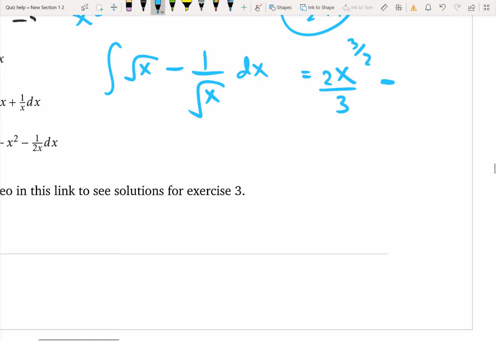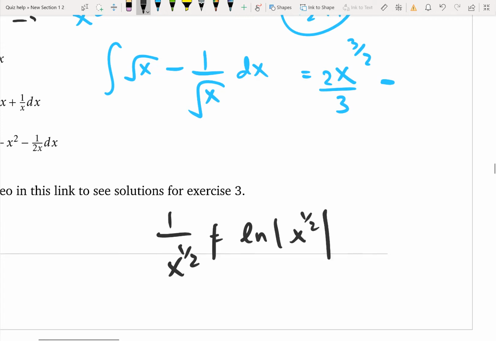Now how do you integrate 1 over x to the half? Is it natural log of x to the half? No, don't make this mistake. We discussed that in one of the previous videos. This is not equal, this is wrong. If you integrate 1 over x to the half, you don't get natural log of x to the half.